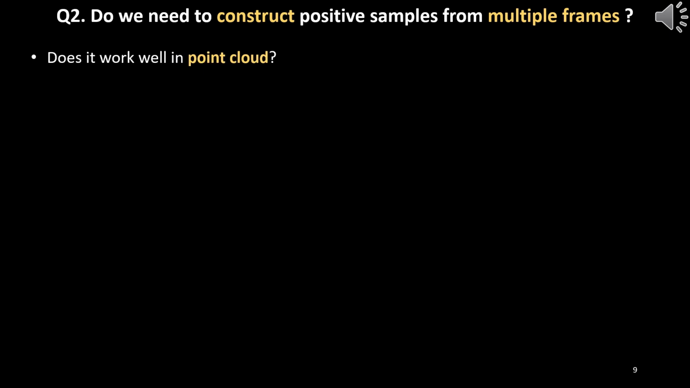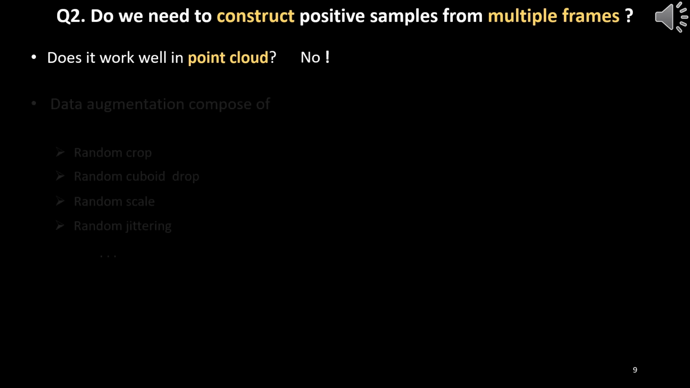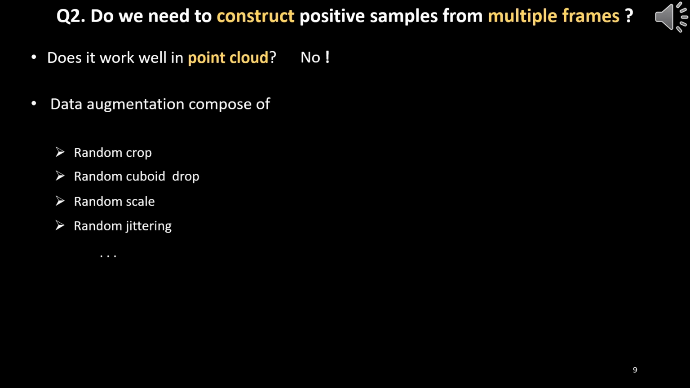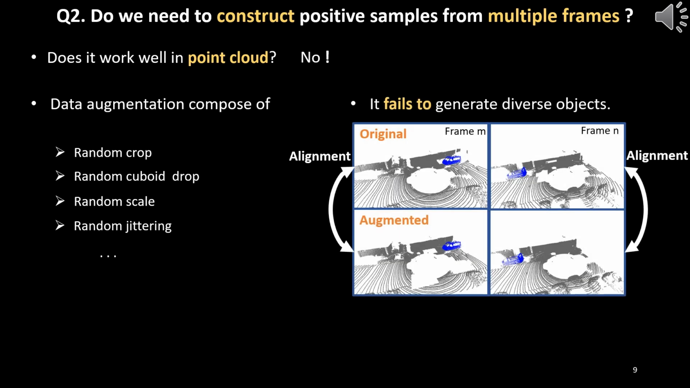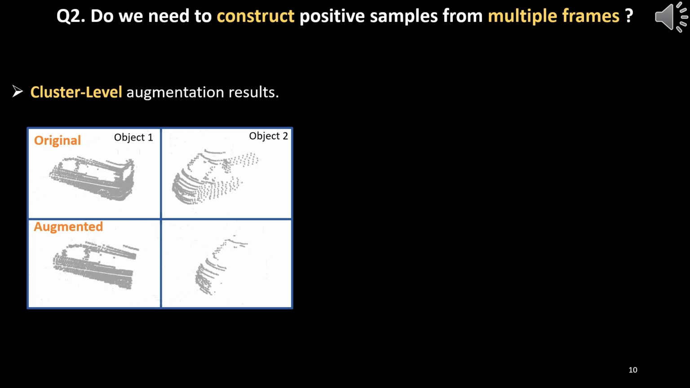Does data augmentation work well in point cloud? No. Data augmentation usually consists of random crop, random cuboid drop, and so on. We applied them to frames N and M and found it did not generate diverse positive samples. We guess it may be better to apply data augmentation to objects instead of the whole point cloud.